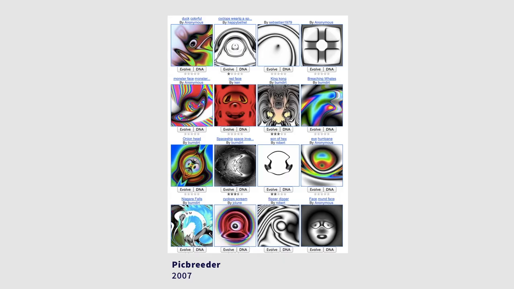Picbreeder, from 2007, is a more recent example of collaborative, interactive evolution of two-dimensional genetic art. The images are encoded by a type of neural network called the Compositional Pattern Producing Network, or CPPN. They are evolved using a framework called NeuroEvolution of Augmenting Topologies, or NEAT, which we will study later on in this course.